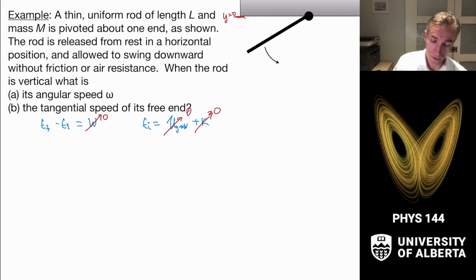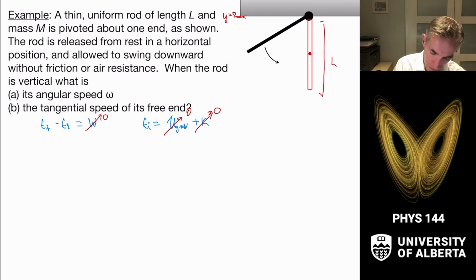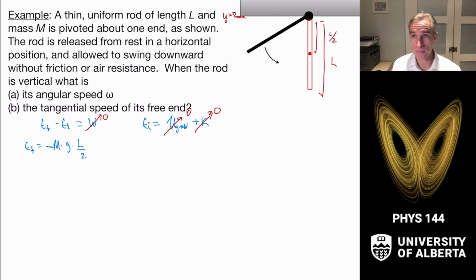Then it's going to swing down, and when it's vertical, let's imagine a little rod hanging down like this, its center of mass is going to be halfway along its length. If the whole thing is a length of L, this distance to the center of mass is L over 2. The gravitational energy is the center of mass falling from wherever my height is. So my final energy has the term m times g times the height that it's fallen, which is L over 2, and it lost that energy, so it's negative.